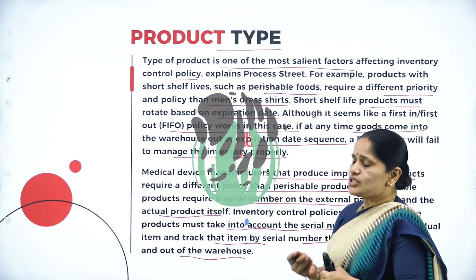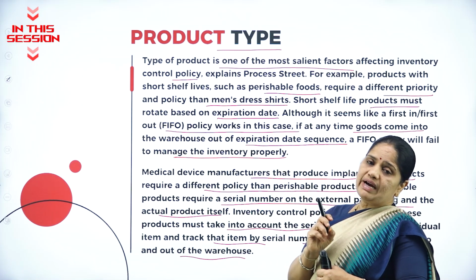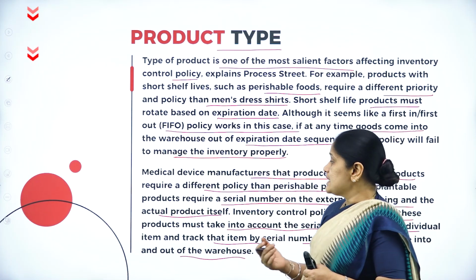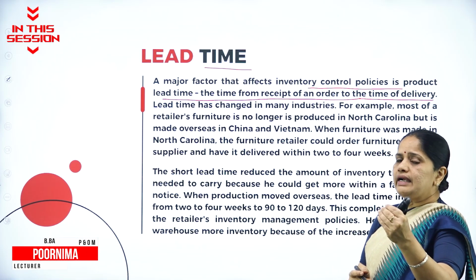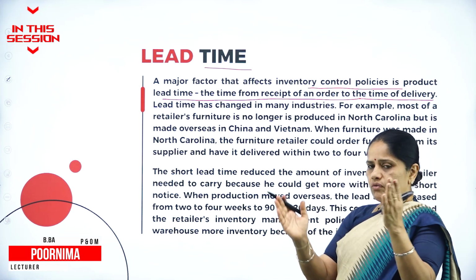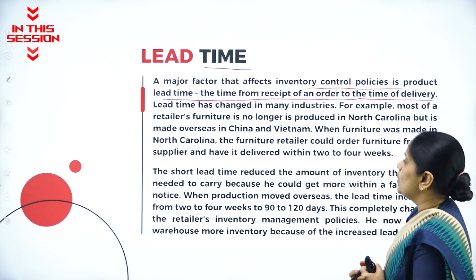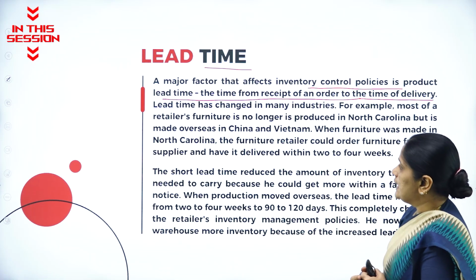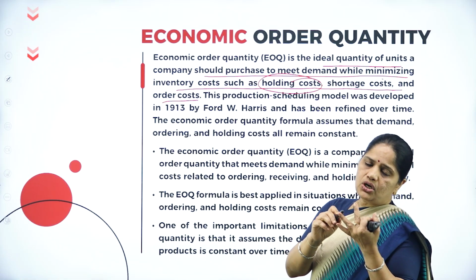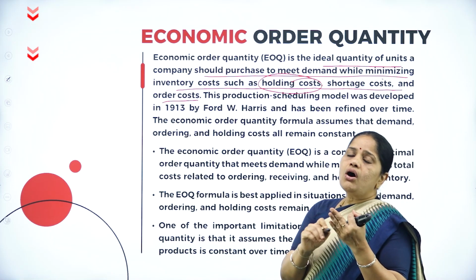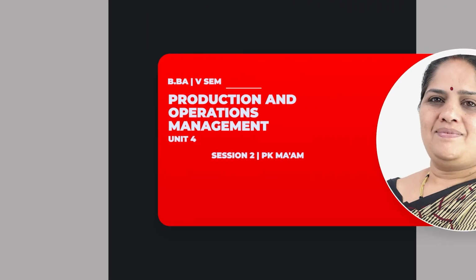A medical device or something which is to be implanted, for all those devices, they will carry a serial number. Lead time means you are placing the order and you are receiving the order. So what is the time span between the placement of the order and the delivery of the order? That we call the lead time. There are three kinds of costs involved: the holding cost, the shortage cost and the order cost. All these costs should be kept to the minimum.